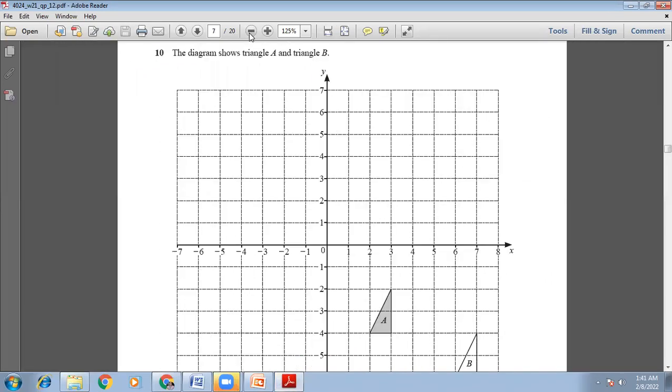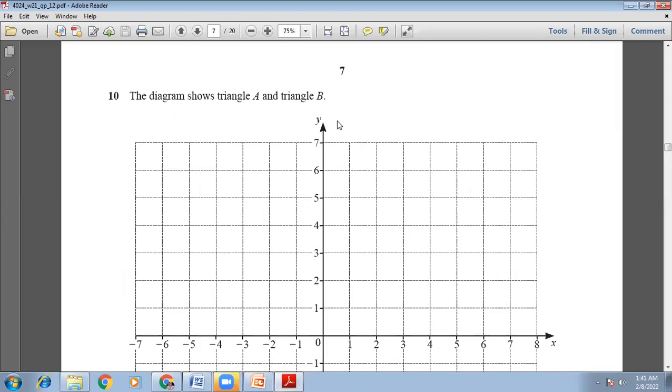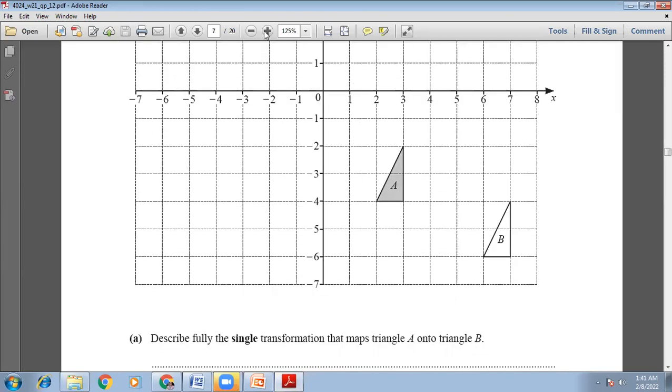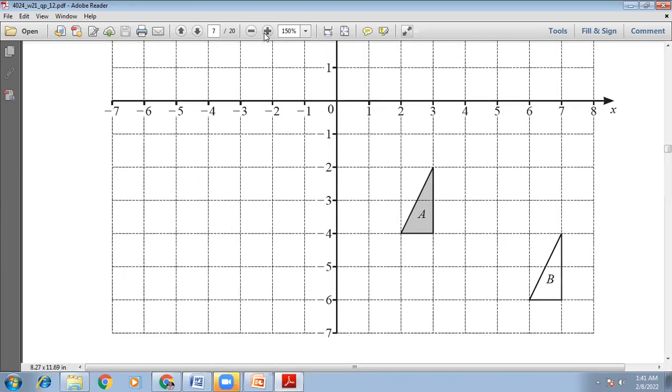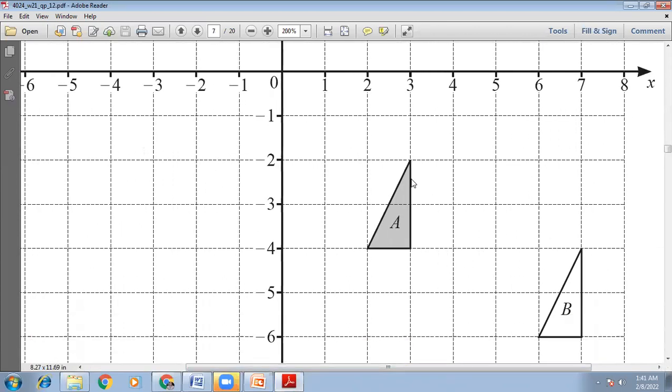Okay, so now we are on question number 10. It says, here we have two triangles. Describe fully the single transformation that maps triangle A onto triangle B. So if you look at triangle A and triangle B carefully, I can show you.